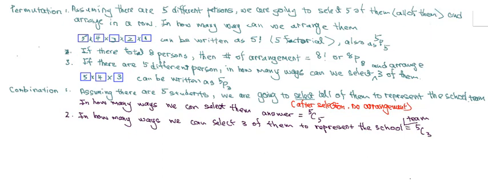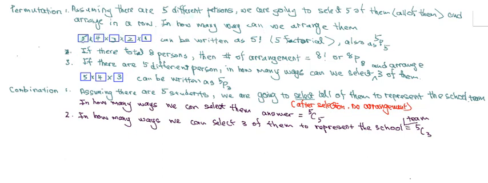Okay, now I'm going to give a very brief description of permutation and combination. Let's start off with permutation. What is permutation? Assuming there are 5 different persons, we are going to select all 5 of them, that means all of them, and arrange them in a row. In how many ways can we arrange them?